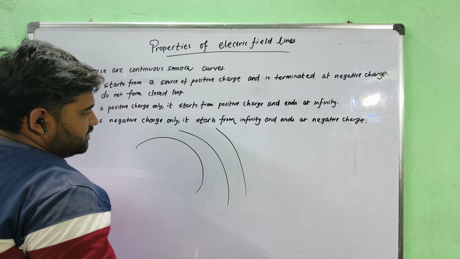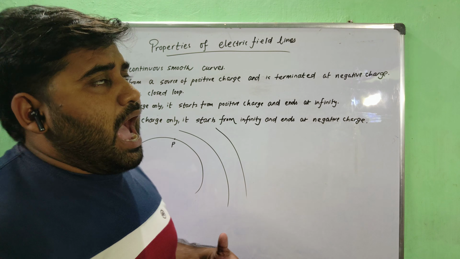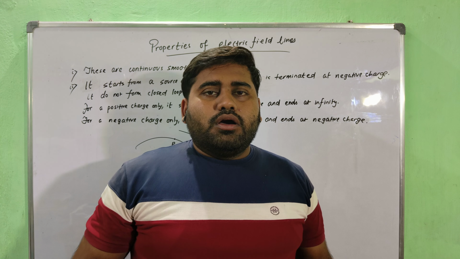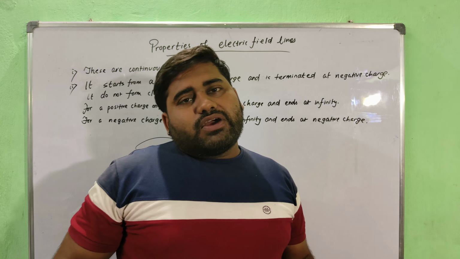These are field lines, okay? Now, I have been asked about a point P. What is the direction of the electric field line at this point P? How am I going to calculate or find the direction?